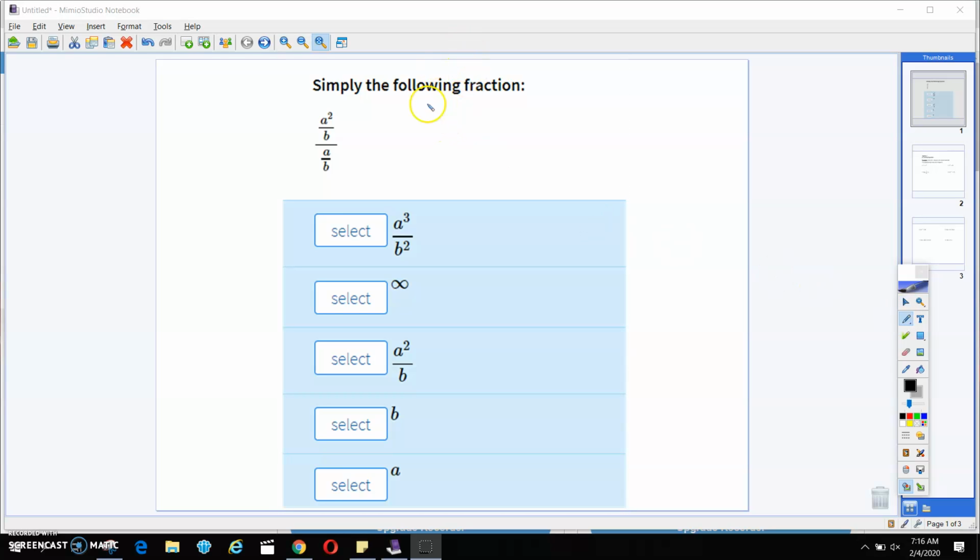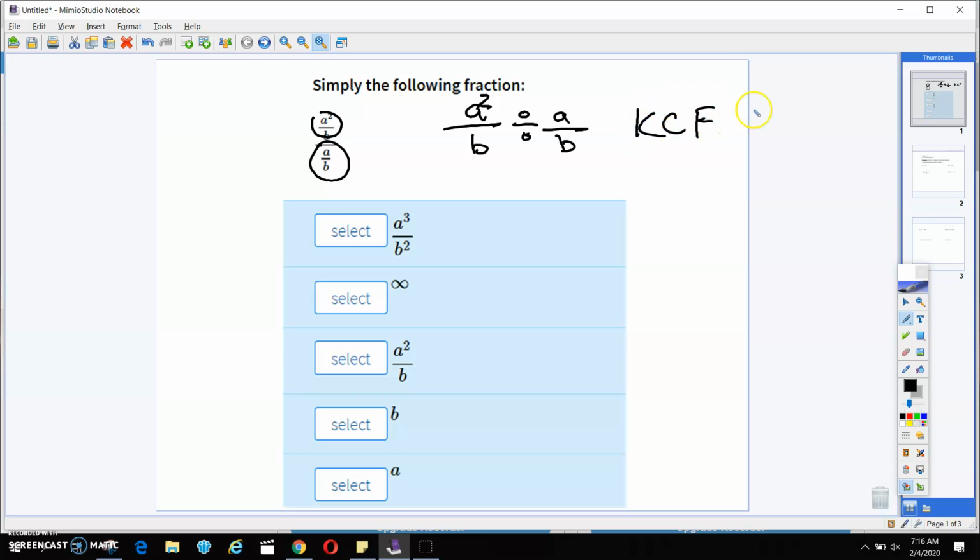So it says simplify the following fraction. I've got this section up at the top divided by this in the bottom. So really I could say a squared divided by b, divided by a divided by b, right? Which we know from back in like 6th, 7th grade, our teacher used to say, keep, change, flip, right?